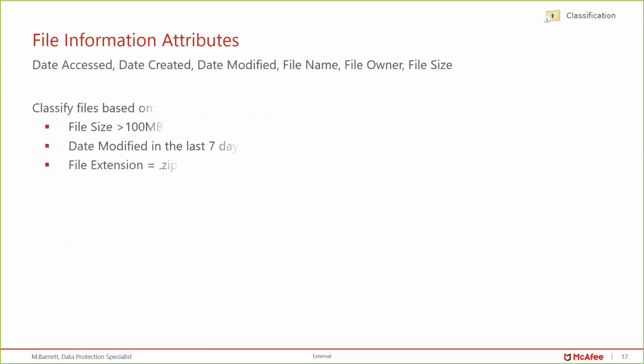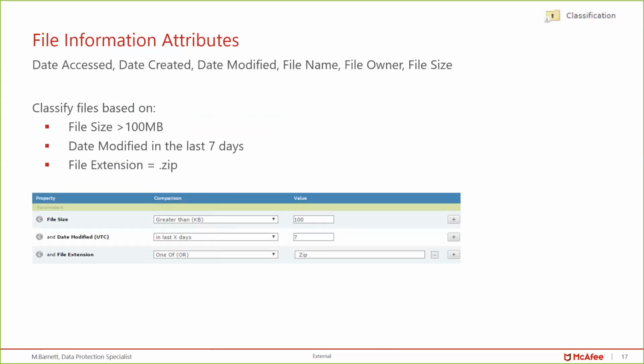So one more example here. If we're looking at file information attributes, that could be something like date accessed, created, modified, the name of the file, as well as who might have created it, the owner, and the size. Using a simple example of a combination of these, I could make a file size greater than 100 megabytes, perhaps modified in the last 7 days, and let's give it an extension of .zip. It's just as simple as this.